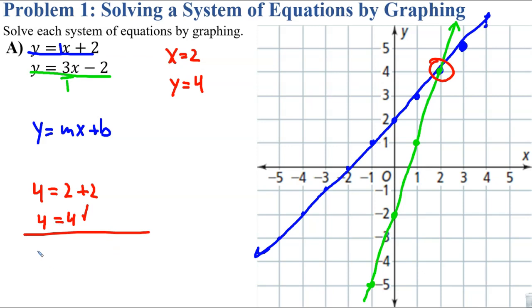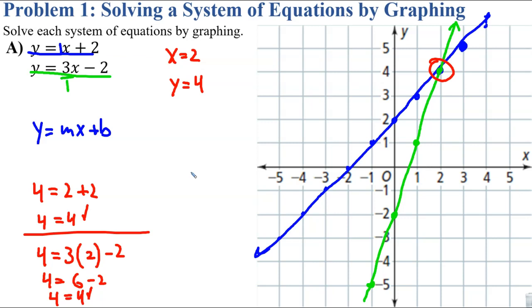Second equation, we have 4 equals 3 times the 2, the x value, minus 2. Okay, so 4 is equal to 6 minus 2. 4 is equal to 4 once again. That checks out as well. Okay, so it doesn't hurt, especially when it comes to test time, to do a quick check to make sure you solved it correctly.